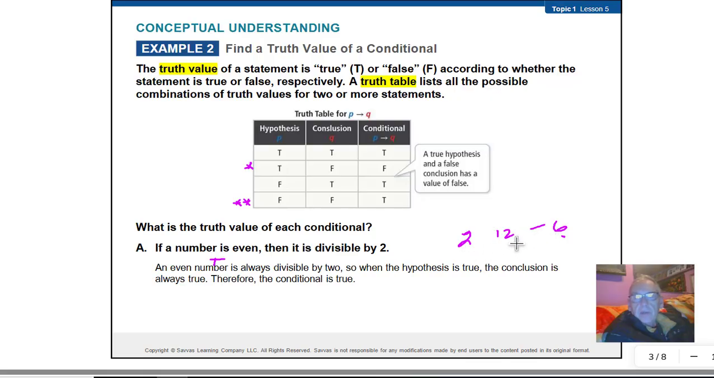Are each of these divisible by 2? Yes. -6 divided by 2 is -3. 12 divided by 2 is 6. 2 divided by 2 is 1. 0 we could assume is an even number. 0 divided by 2 is 0. All those even numbers are divisible by 2. By definition, an even number is a multiple of 2, so it's going to be divided by 2. That means the conclusion is true, and from the truth table, a true with a true makes a true. So the statement is true.